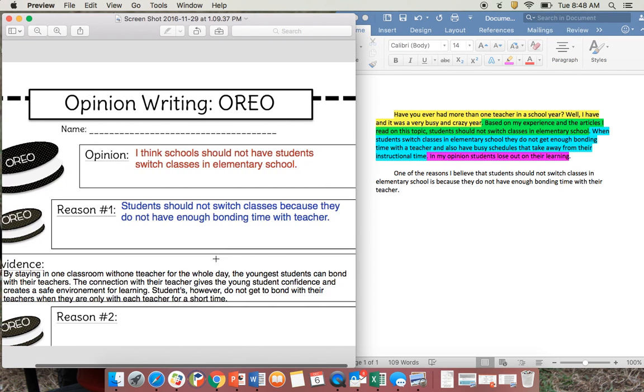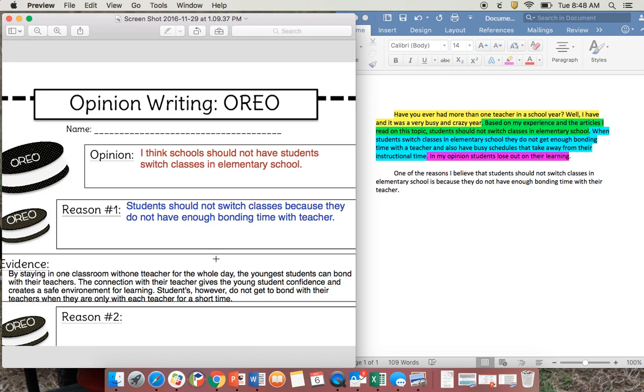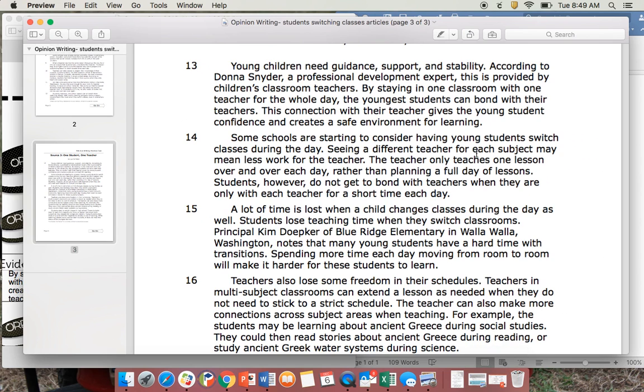My details are going to be my evidence. We collected evidence from the article, and we can quote some of this evidence, and we can also paraphrase some of it. Remember, the difference between quoting and paraphrasing is that when you quote, you are writing word for word what the author wrote, and you're putting it inside quotation marks. When you paraphrase, you're taking what the author wrote and putting it in your own words. When we quote and paraphrase, we still have to cite the author.